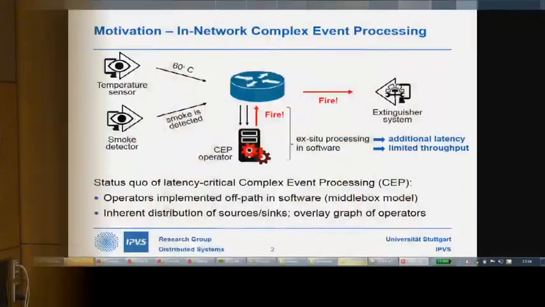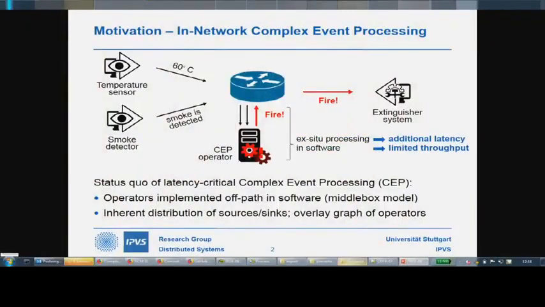So today it's my pleasure to introduce our work called P4CEP, towards in-network implementation of complex event processing, and this is joint work with my colleagues from the University of Stuttgart. So what is complex event processing about? The goal of complex event processing is to infer the occurrence of situations of interest based on basic events.